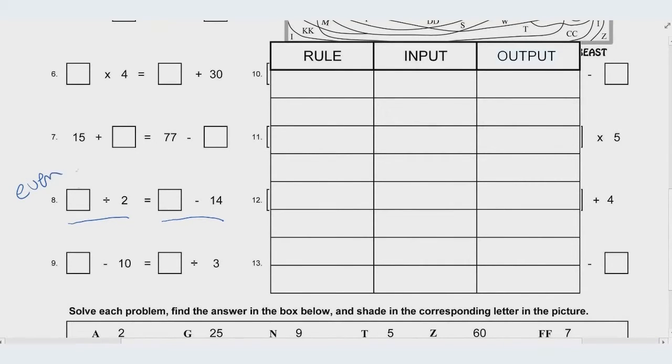Because if we put an odd number in here, like say 7 divided by 2, we will get 3.5, which means we get a decimal or a fraction, and there's no way of putting a whole number in here and getting a decimal or a fraction. So we know the answer has to be even. If we really get our math brain thinking, we should be able to figure out this answer.